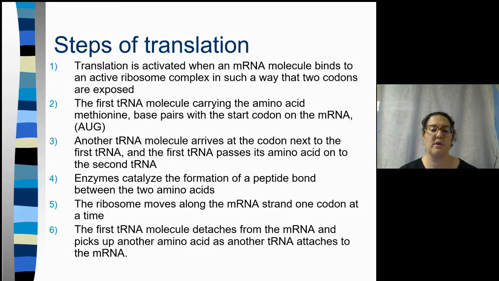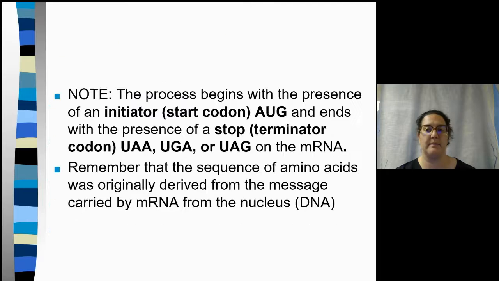As the ribosome moves along the mRNA strand, one codon at a time, tRNA molecules will detach from the mRNA, and another tRNA molecule will come and attach, carrying its own amino acid, and then they'll be bound together. This process is going to continue until we come across the presence of a stop codon, UAA, UGA, or UAG on the mRNA. And the sequence of amino acids was originally described, carried by the mRNA from the DNA. So all of these proteins that are being coded for came originally from the DNA nucleotides.